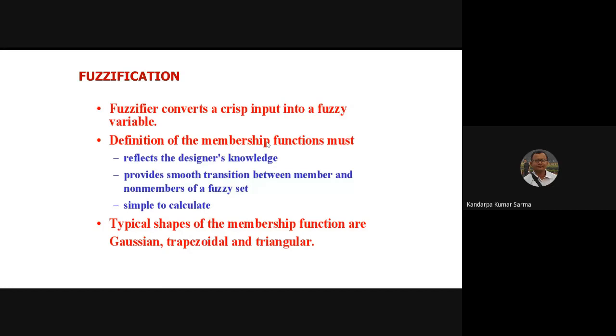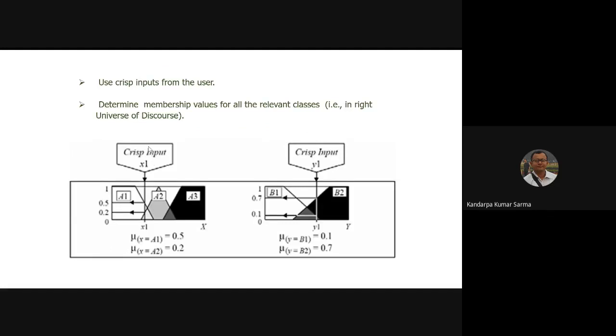So fuzzification will be a process to convert a crisp sample into a fuzzy variable. For that we use membership functions like Gaussian, trapezoidal, and triangular. The membership function is so defined that it reflects the designer's know-how. It should provide a smooth transition between the members and the non-members of the fuzzy set, and it must be simple to calculate. So here you get the crisp signal coming through it, and it will be converted to a fuzzy form. So for this case, first input, second input.